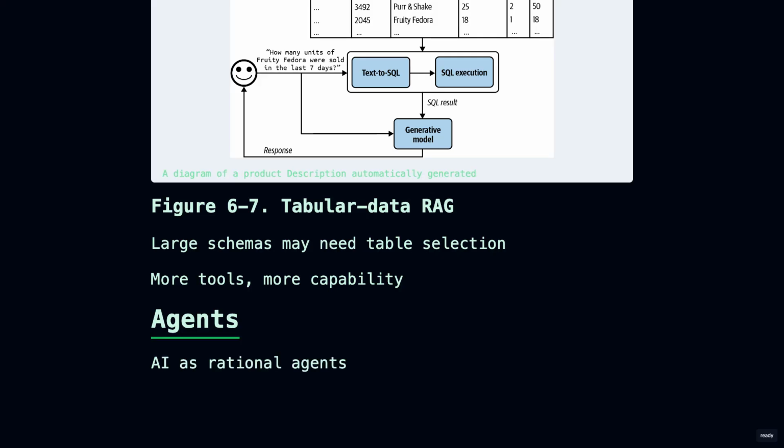A useful way to think about AI is as the study of rational agents, systems that choose actions to achieve goals. That framing comes from classic AI, and it still shapes how we talk about intelligent behavior today.